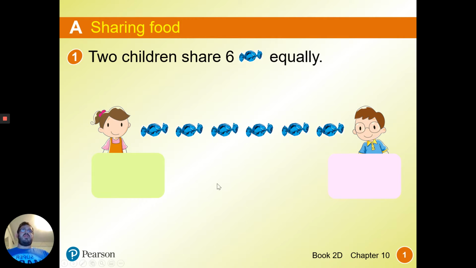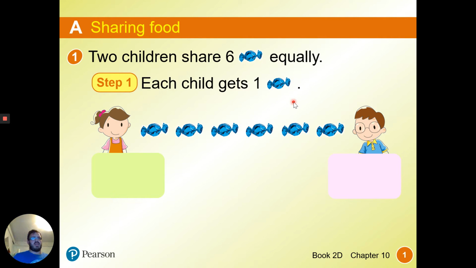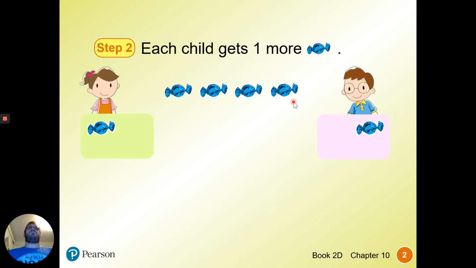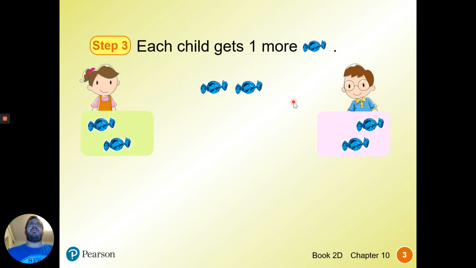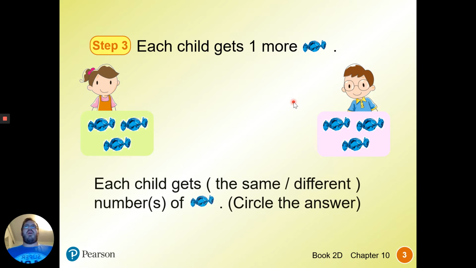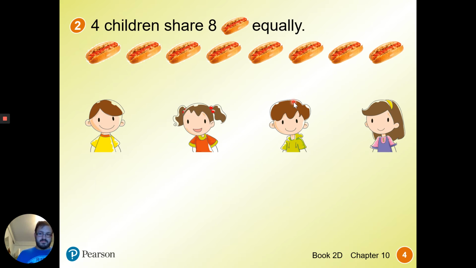So first of all, 2 children are going to share 6 sweets equally. Step 1, each child takes 1 sweet, and then they take another, then they take another. And now we can say each child gets the same amount of sweets.